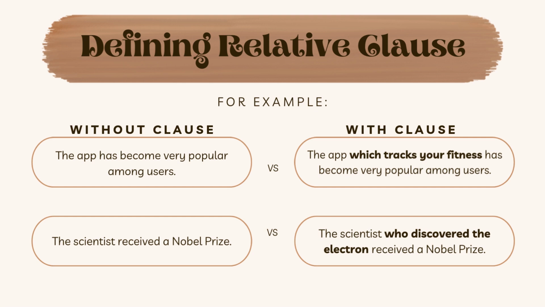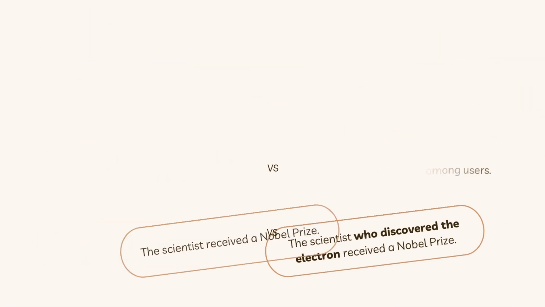Here's another example. The scientist received a Nobel Prize. By adding a defining clause, we specify who the scientist is. The scientist who discovered the electron received a Nobel Prize. Now, the sentence tells us which scientist we are talking about.